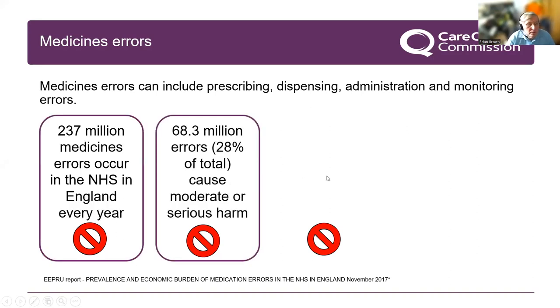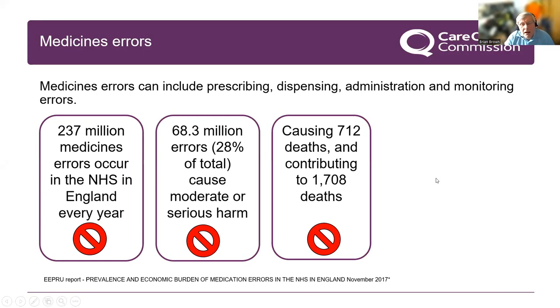These figures are from 2017. And as you can see from here, roughly 237 million medicines errors occur in the NHS in England every year, of which 28% was moderate or serious harm, and 712 deaths potentially, and contributing to an additional 1,700 deaths. If we click again, please, Karen.